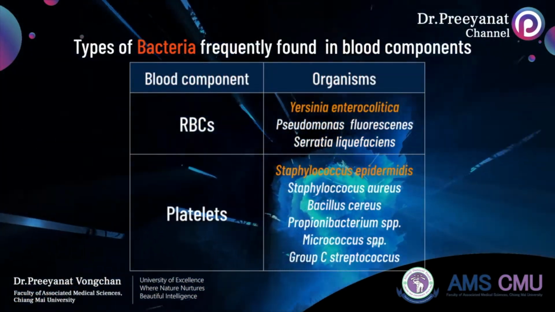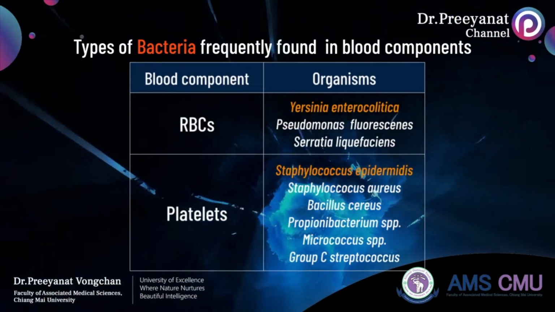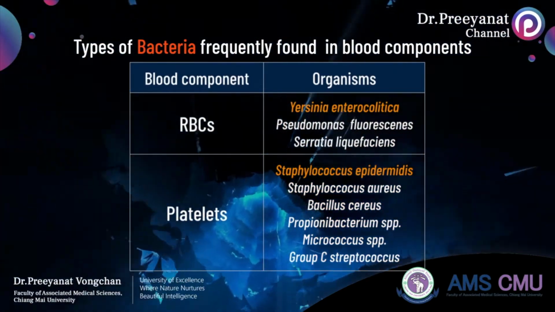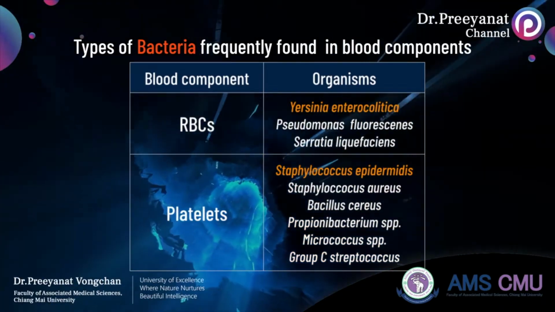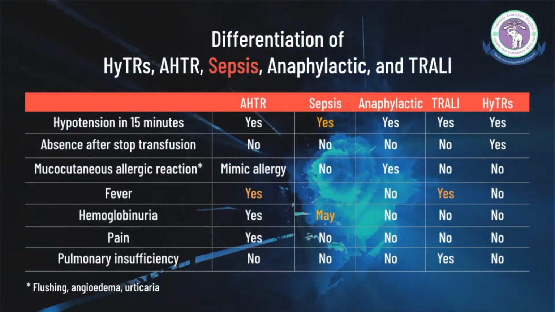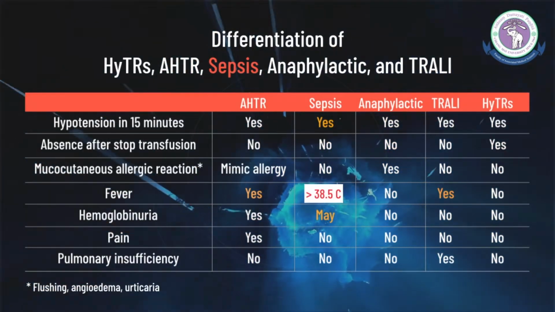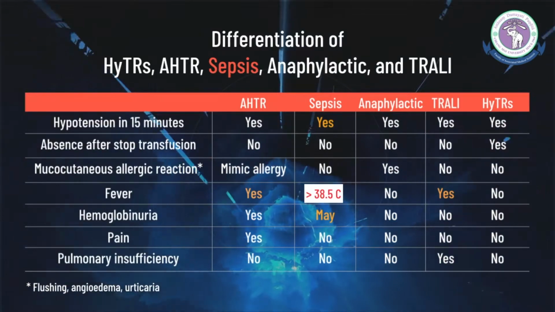This table shows genus and species of microorganisms frequently found in red blood cells and platelets. This table shows how to differentiate sepsis from other transfusion reactions that cause fever.